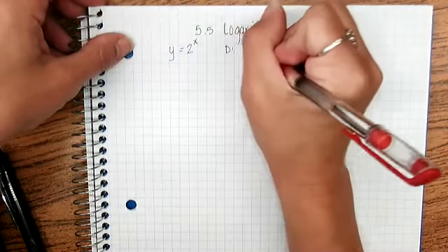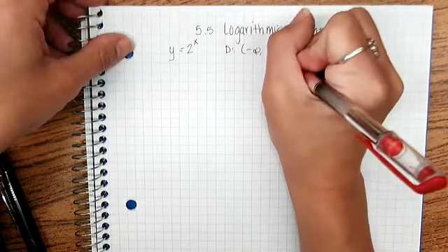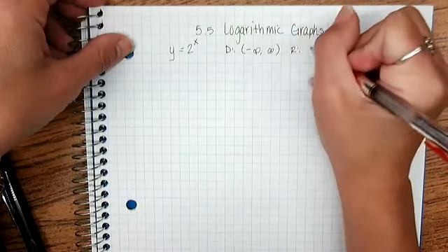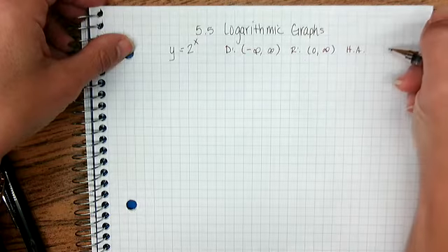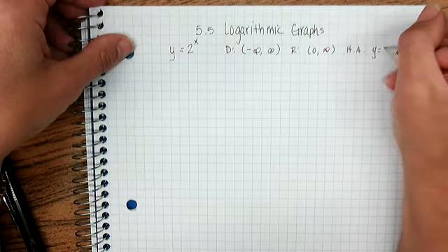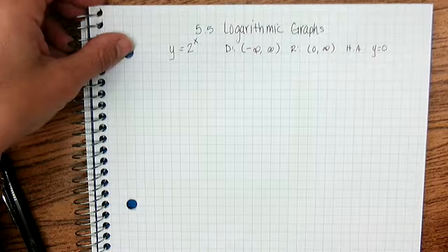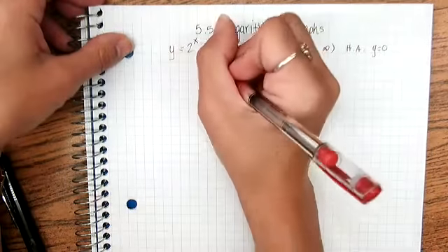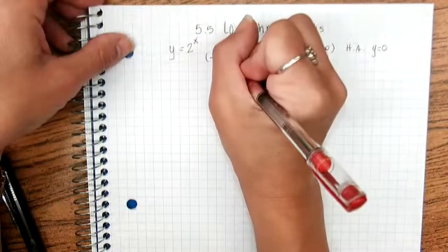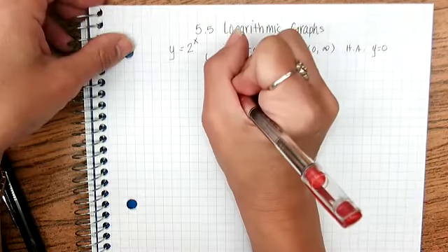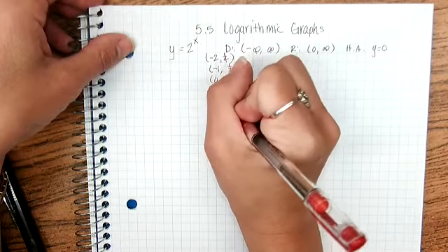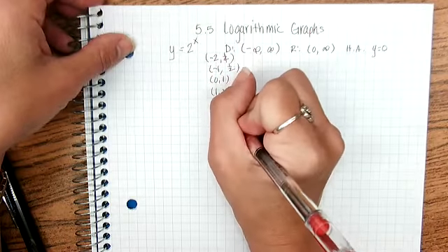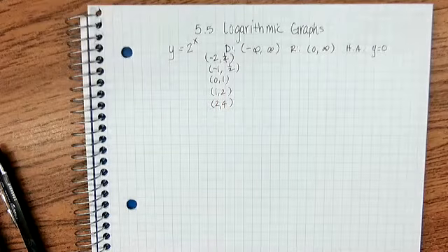So domain is going to be all real numbers. Range is y is greater than 0. And we have a horizontal asymptote at y equals 0. Okay, and let's write down some parent points just to help us out. So some parent points would be -2, 1/4, -1, 1/2, 0, 1, 1, 2, and 2, 4. Those are some parent points.